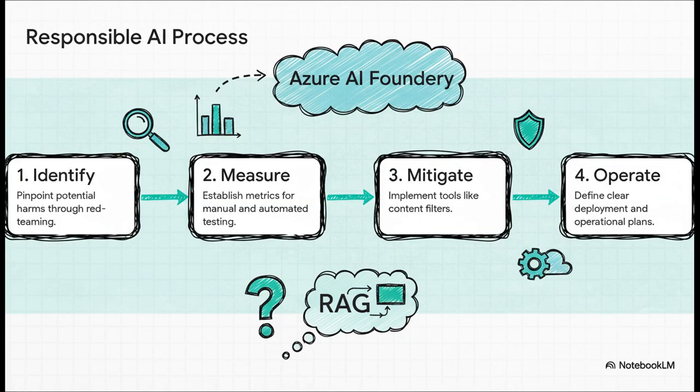So, okay, how do you actually use those principles? Well, you use this 4-stage process. First, you identify potential problems. Then, you measure them with real metrics. Next, you mitigate those risks with tools like content filters. And finally, you operate the whole system with a clear plan. Just remember, identify, measure, mitigate, and operate.